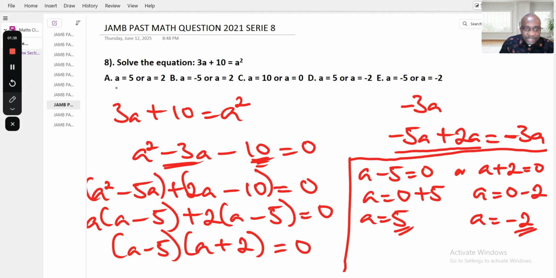Do we have that? D is plus 5. No. A is not answer. No. B is not answer. C is not answer. Yes, D is the answer. Plus 5, or minus 2. Plus 5 minus 2. That's our final answer. D. Final answer is D. Let's move to the next question.